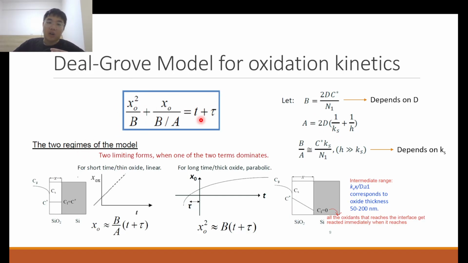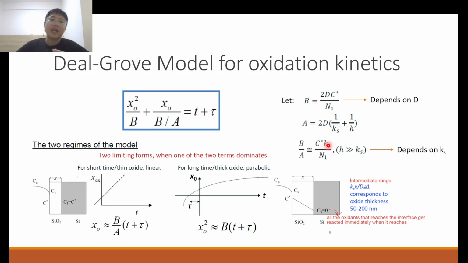But I just need to take a look at these two constants. We can see that the constant B depends only on diffusivity and not on the rate constant of the reaction. So you can think of this as a diffusion controlled term. And the other constant, B over A, depends on Ks only, not the diffusivity, but the rate constant of the surface controlled reaction. So you can think of this as a rate controlled or surface reaction controlled term.